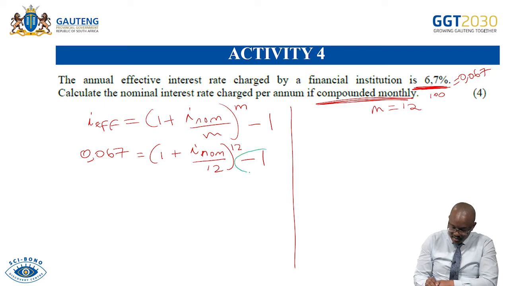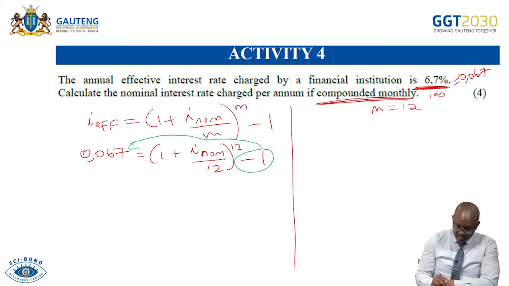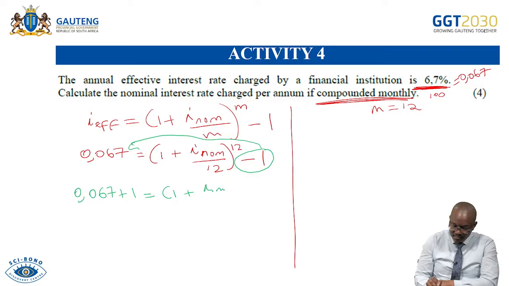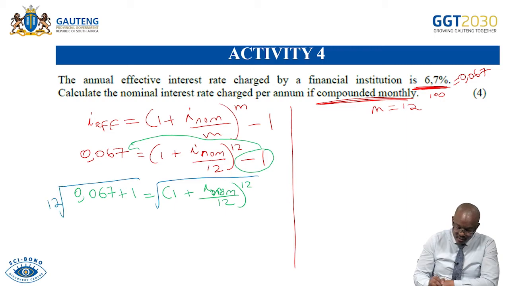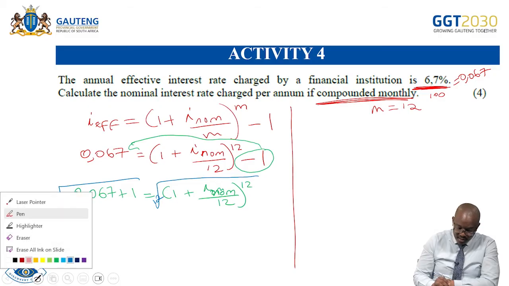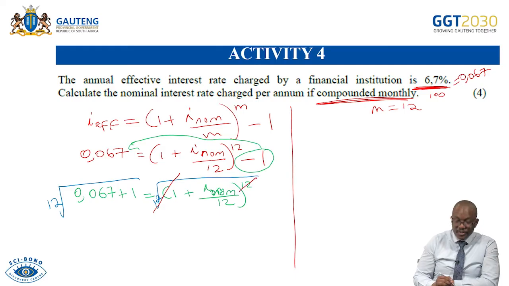So we start by this. We're going to transpose this minus 1 to the other side. We're going to have 0,067 plus 1 is equal to (1 plus I-norm all over 12) to the power of 12, correct? Now what are we removing? We are removing that exponent of 12 by the 12th root here, also the 12th root there. So we are going to cancel because we are removing them.